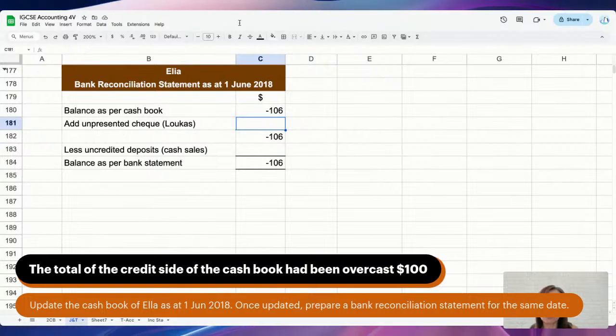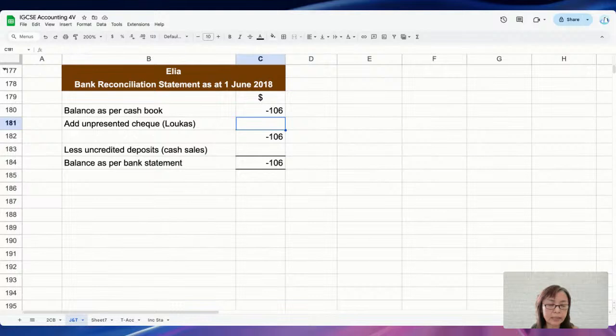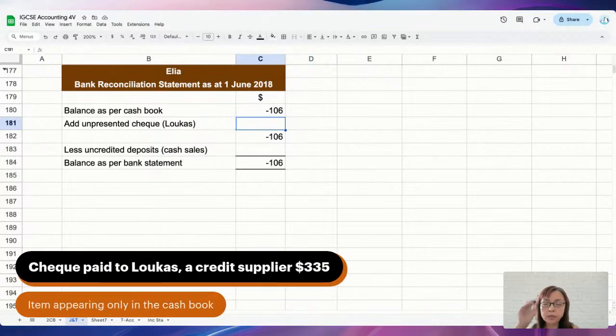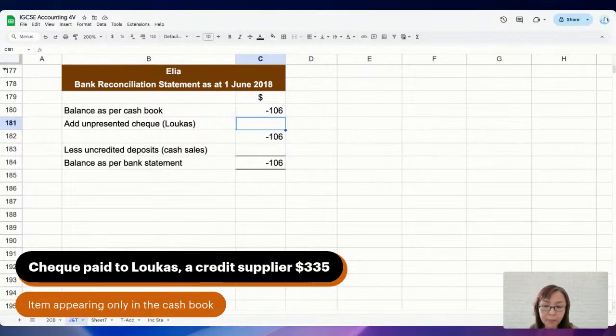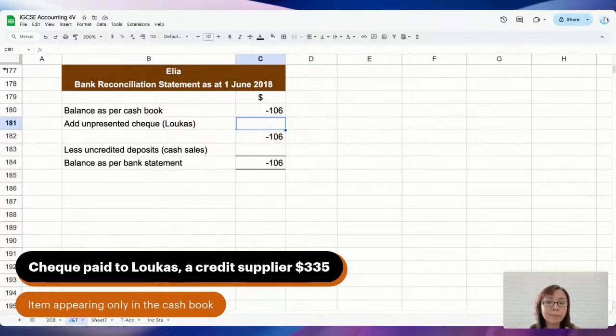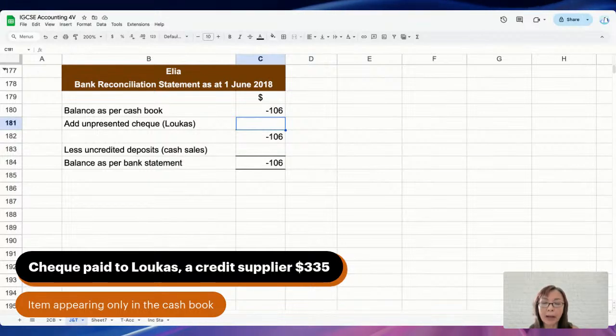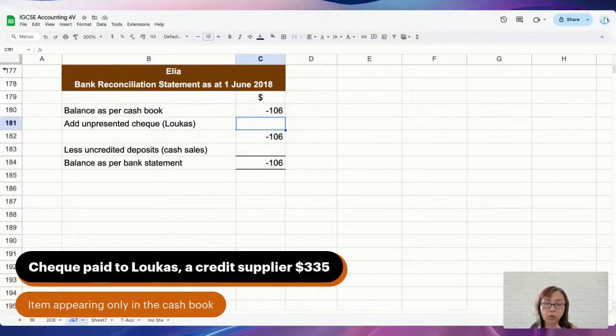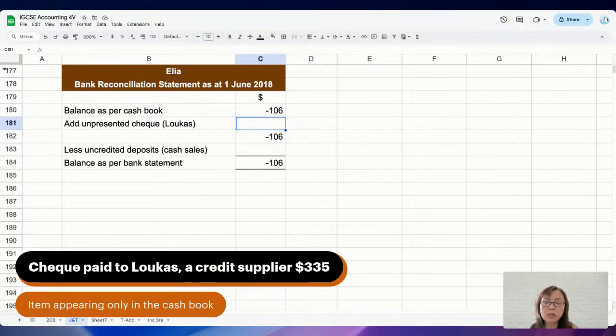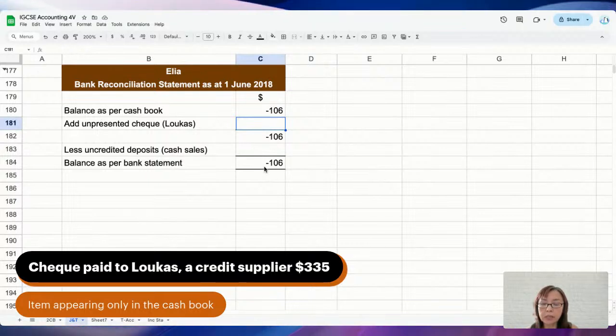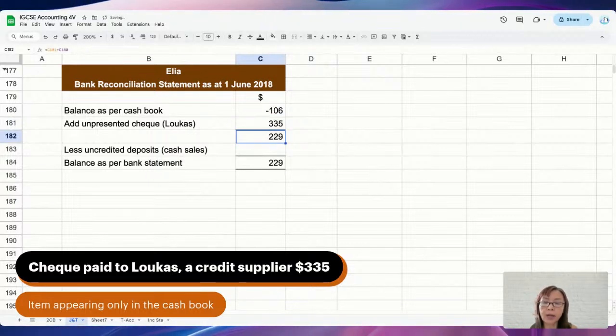unpresented check for Lucas. So the question is like this, I show you, right? There is a check paid to Lucas, a credit supplier, which is 335. We already paid, but it's not showing inside our bank statement. But actually it happened, so there is some discrepancy for the time being. So we make our bank reconciliation here. So it's 335, so we key in 335, enter.